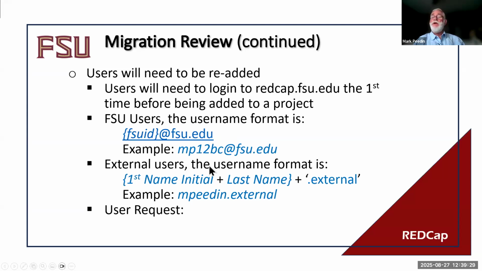For external users, the user format we're asking for is the first initial of the first name plus your last name plus dot external. For example, M for Mark, Peden dot external. And this is the QR code if you need to ask for users to be added to your project.